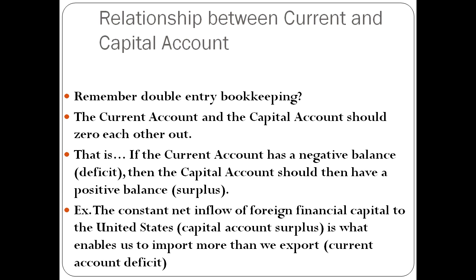So, for example, the constant net inflow of foreign capital to the United States, this is a capital account surplus, is what enables us to import more than we export. And this, of course, would be a current account deficit. Basically, what it comes down to, ladies and gentlemen, is exports provide us with that foreign money to buy imports.